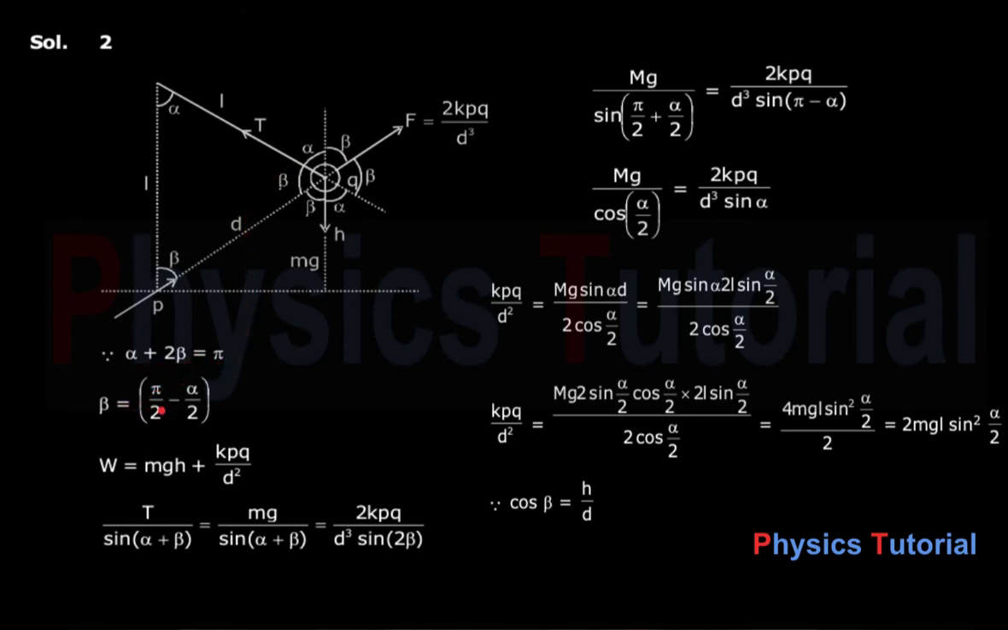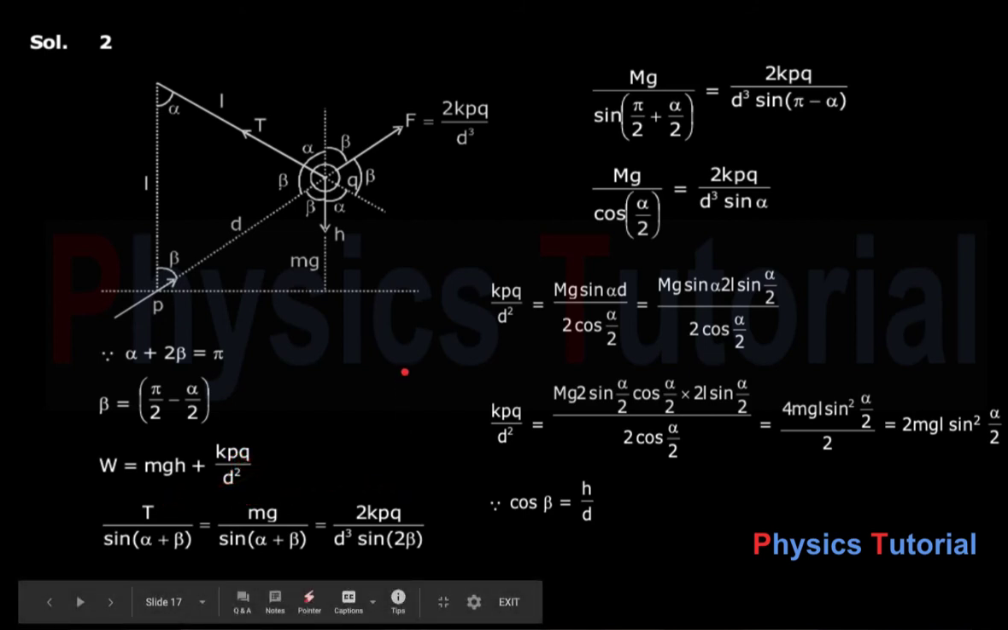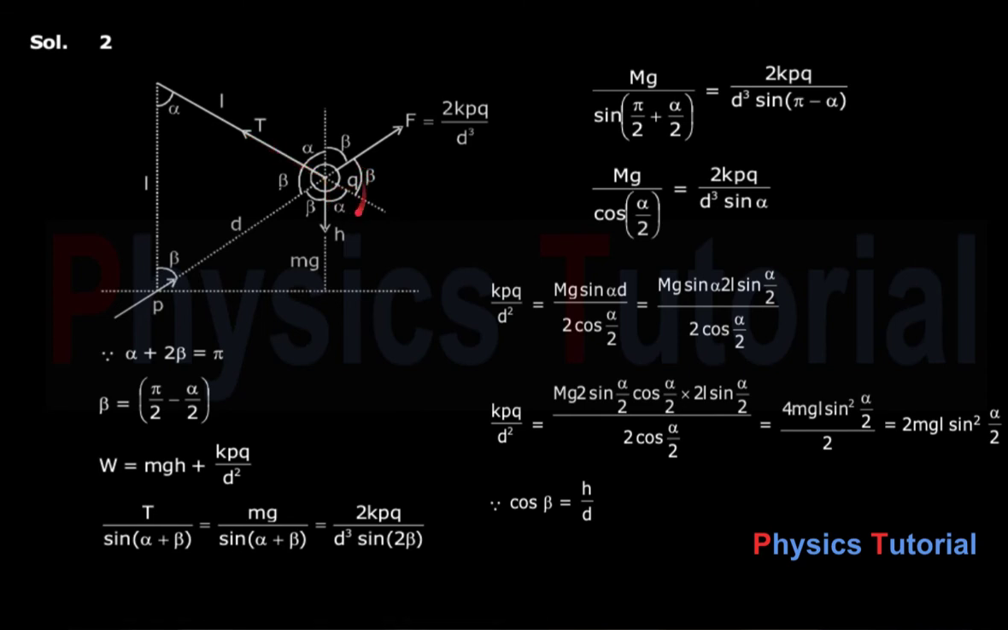Now beta is equal to pi by 2 minus alpha by 2, and here the weight W is equal to mgh plus kpq upon d square. Now apply Lami's theorem over here: T upon sine of the angle opposite to it, that is the angle between mg and F, so we use sine of alpha plus beta, and mg upon sine of, once again, alpha plus beta, and here for the force acting, F upon sine 2 beta.